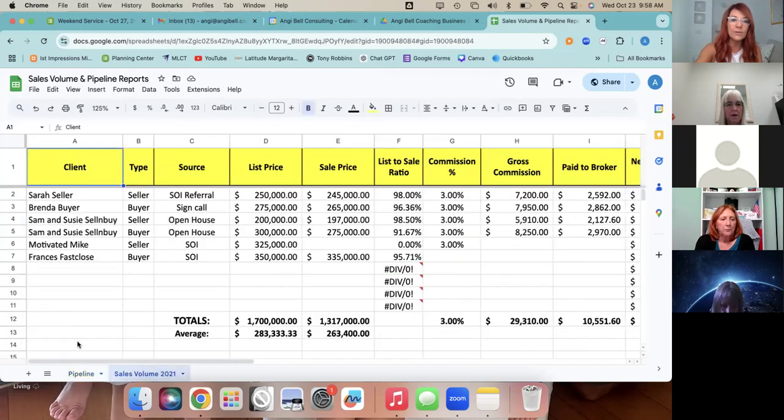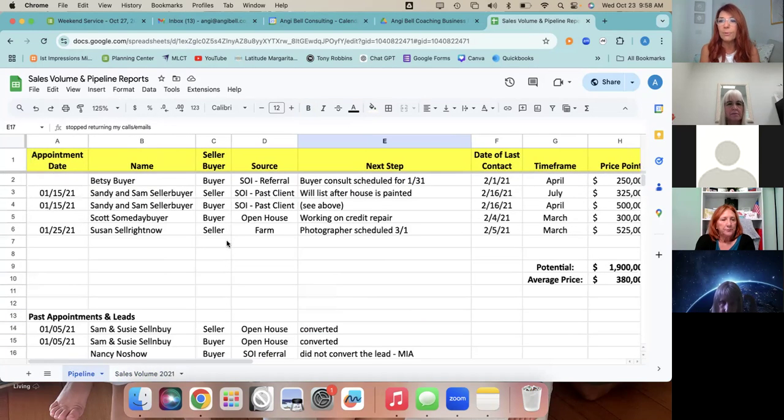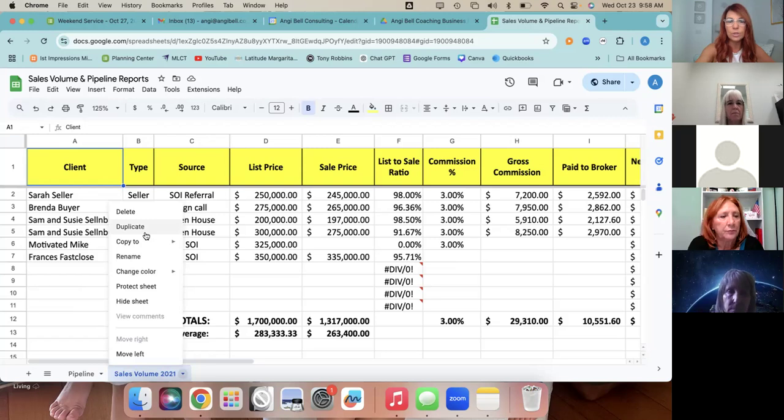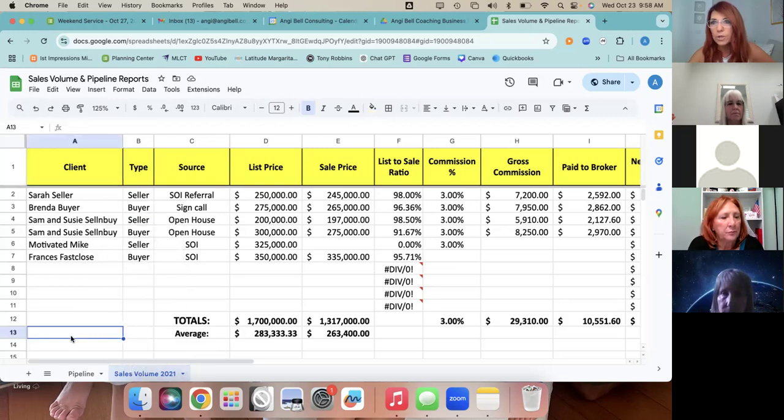So let's go over to sales volume. Well, any questions about pipeline before I go over to the sales volume? No? Pretty simple, right? So I'm going to go to the sales volume. And by the way, each year now you just duplicate this sheet and now it's sales volume 2025 and 2026 and so on and so forth.